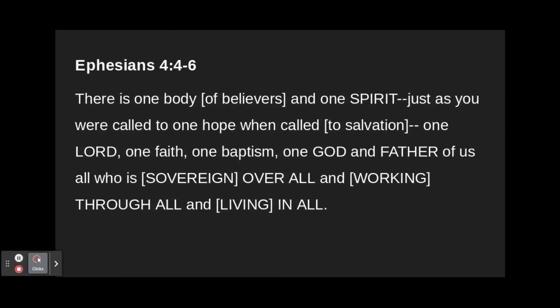Ephesians 4, verses 4 through 6. There is one body of believers and one Spirit, just as you were called to one hope when called to salvation, one Lord, one faith, one baptism, one God and Father of us all, who is sovereign over all, and working through all and living in all.